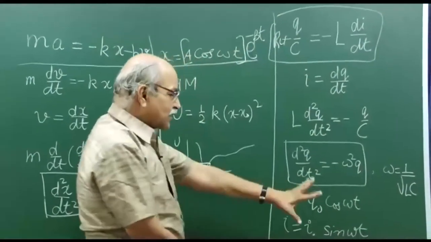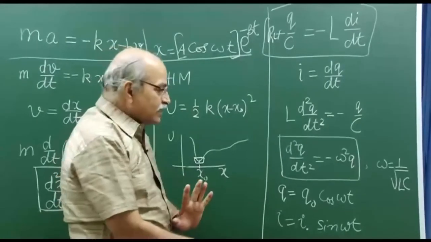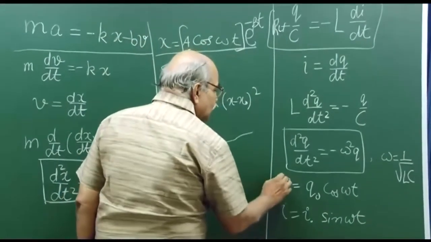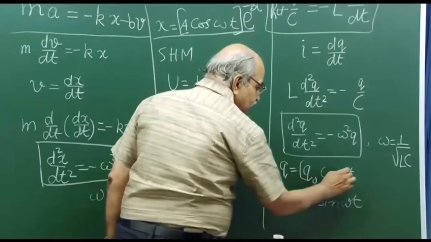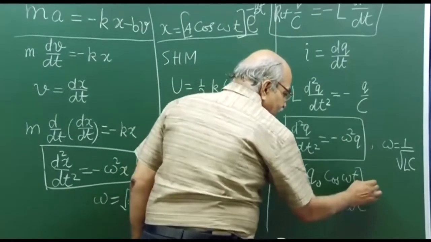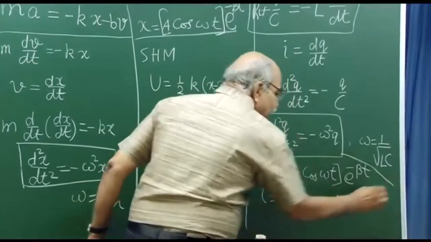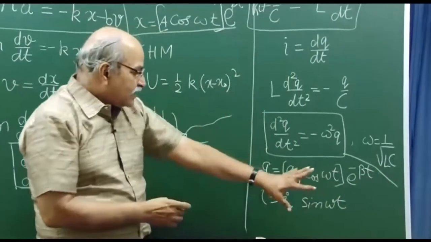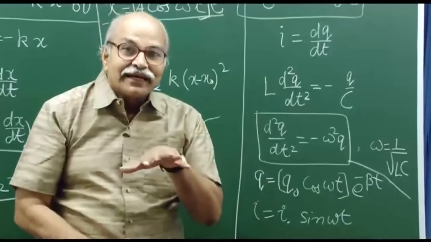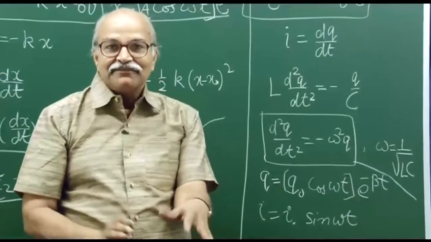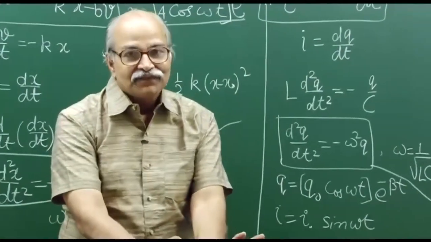Then again your equation will change and you will have some q equal to q naught cos omega t times e to the power minus beta t or like that. So the charge and hence the current will gradually damp out and finally it will be all 0.